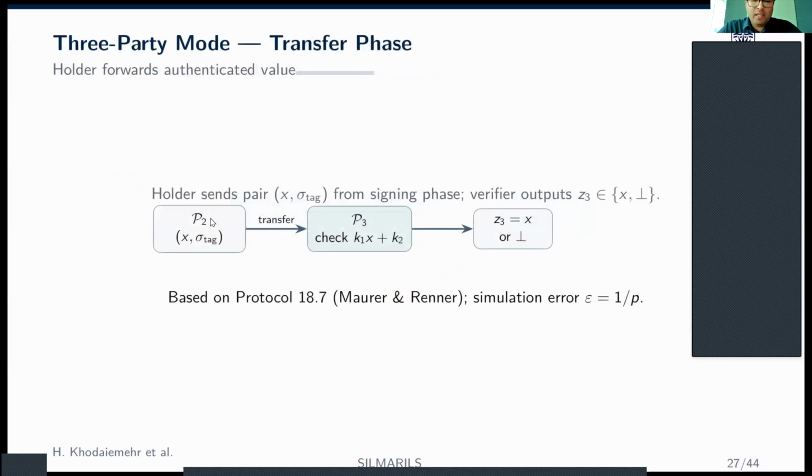And we also have a transfer phase. So once that IC phase is complete, transfer is simpler. The holder sends X and sigma tag. The verifier checks the line and outputs Z3 as X or bot.